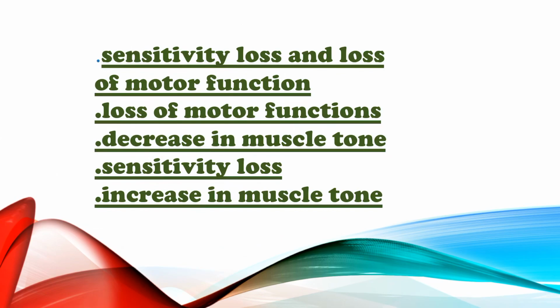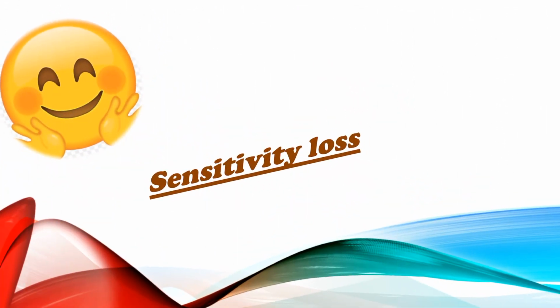Here we can see the second, third and fifth, three of them are about motor function and muscle tone, which means about the ventral root. But in the question, the dorsal root is damaged. If it were a ventral root damage, then these options could have been correct. And when we see the first option, sensitivity loss and motor function loss, both functions have to be damaged, which means both roots have to be damaged. But in the question, only the dorsal root is damaged, which means the fourth option is correct, that is sensitivity loss. If the dorsal root is damaged, we will not have the feeling of sensation, which means sensitivity loss.